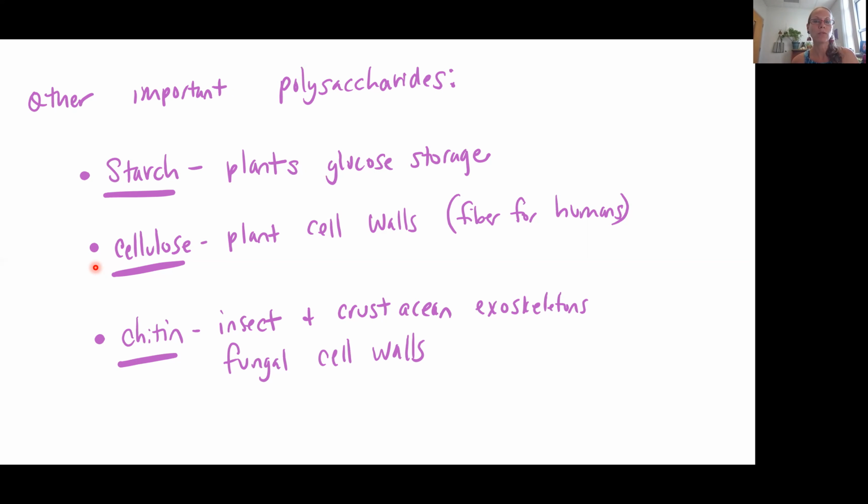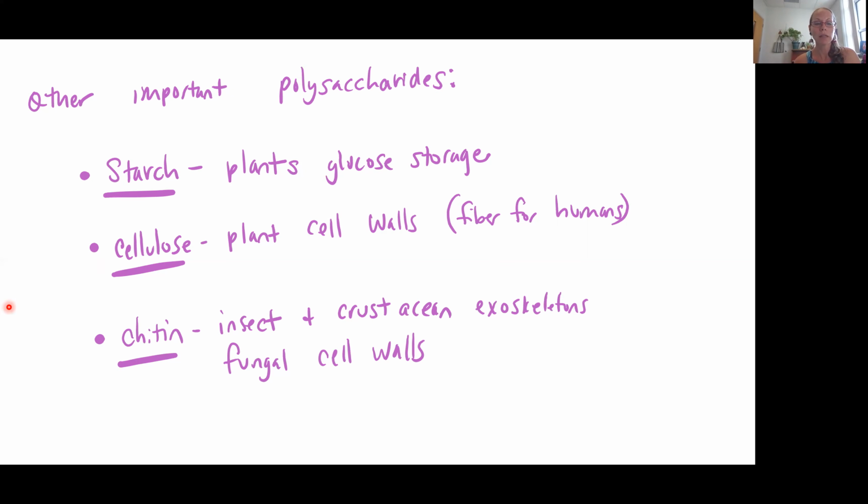So for humans and for other animals that are not able to digest cellulose, we use this as fiber. So this is a pretty large molecule. It's staying intact as it moves through our large intestine and helping to really clean the large intestine as it moves through the large intestine, and then of course it's coming out as part of our fecal material.